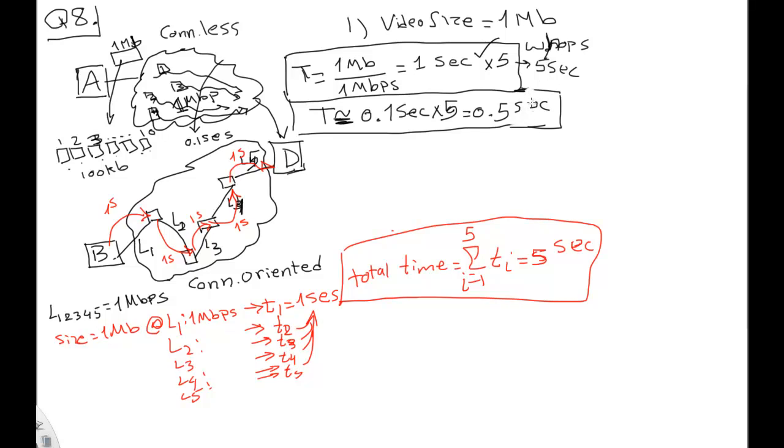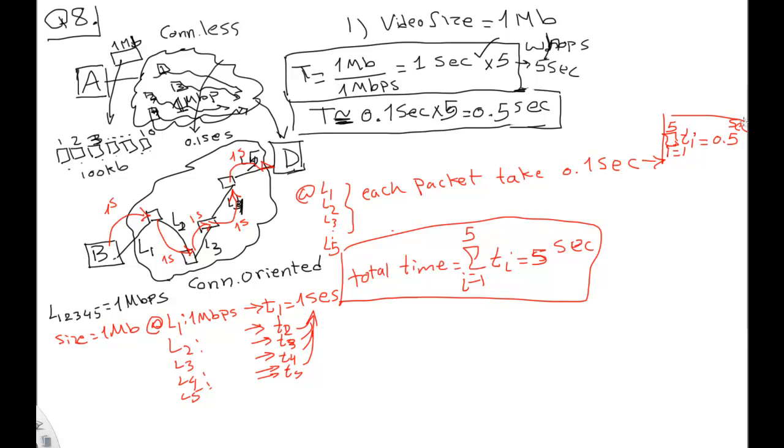Okay. Now let's see what happens with connection oriented. So with connection oriented, if I break my message into 10 packets, and each of these packets is 0.1 megabit, 100 kilobits, then each packet at L1, L2, L3, and so forth takes 0.1 second. So in total, the sum of t sub 1 to t sub 5 for each packet is going to be 0.5 seconds.